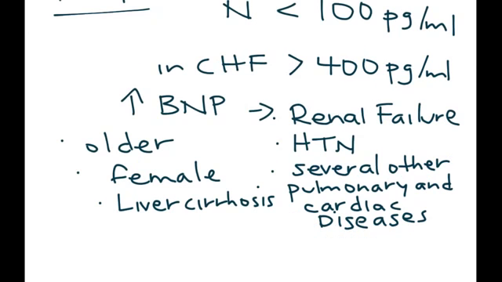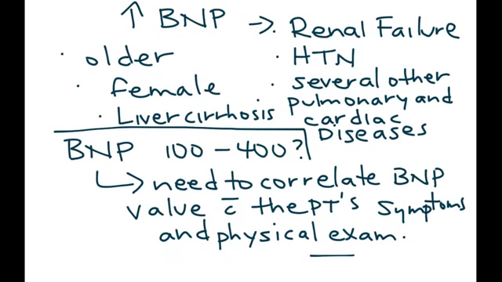Now what happens if the BNP value is, say, between 100 and 400? Well, in that case, you have to correlate the BNP value with the patient's symptoms and physical exam. So what exactly is BNP and why is it secreted? BNP is secreted by the muscle of the left ventricle in response to volume or pressure overload.